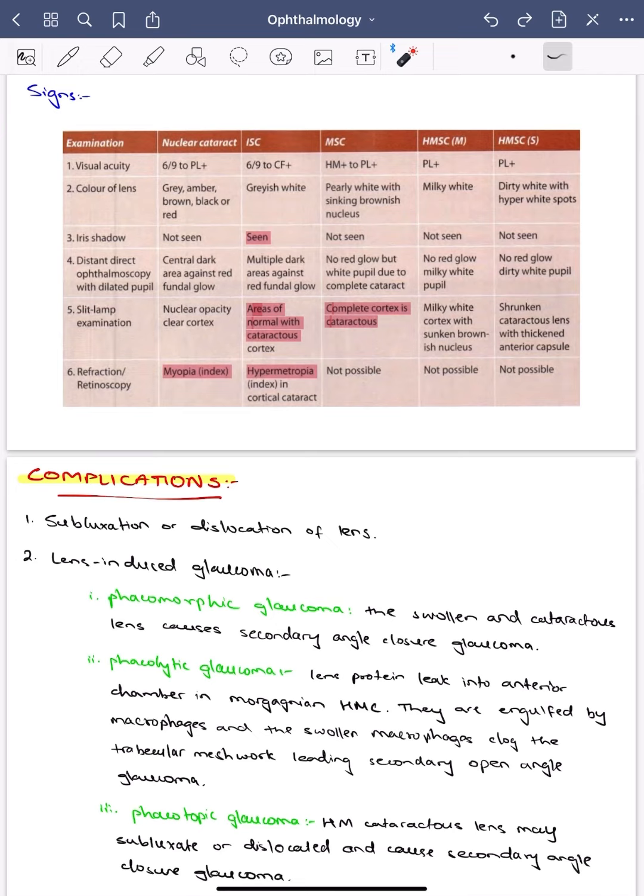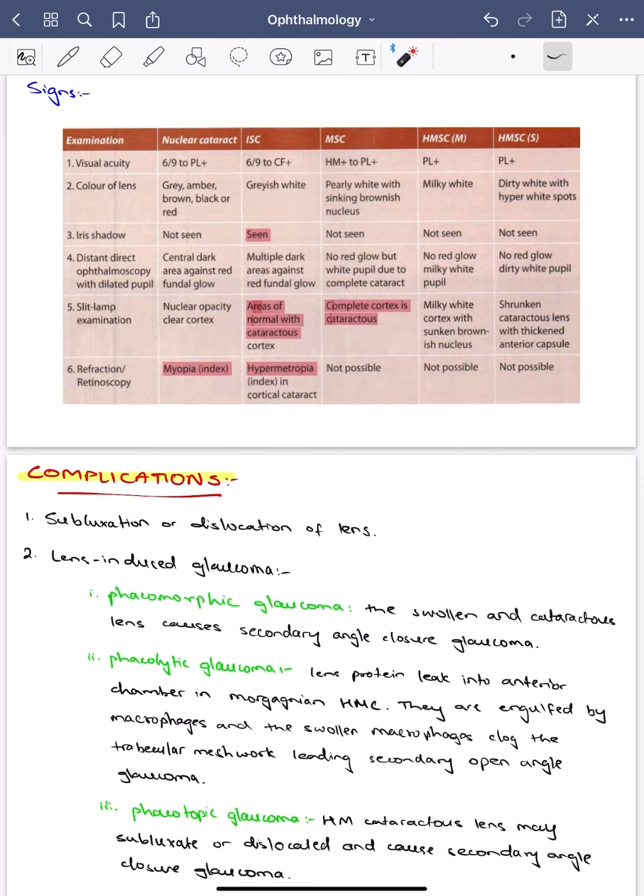The next is the color of the lens. In immature senile cataract, the color of the lens is grayish white, whereas in mature cataract it is pearly white. Next is the iris shadow. The iris shadow is present in immature senile cortical cataract, whereas it is absent in mature senile cortical cataract. A shadow can only be found when the light is able to pass through the lens, and because some clear fibers are present in the immature cortical cataract, the iris shadow is visible, whereas in mature senile cataract the entire lens is opaque, and hence the iris shadow is not seen.